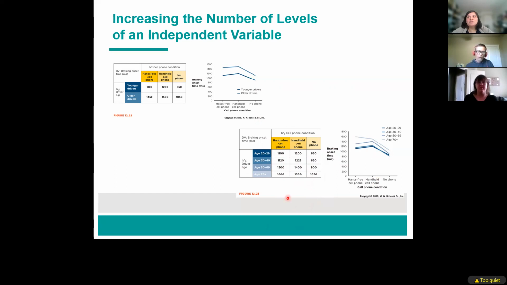So that's why we go with 2x2s now, because that's where we start off. It's quick, you only need 200 people. And then if you are interested, you can increase the levels of cells, but sometimes it doesn't give us useful information. This might be useful information because no phone, you want to see how people react on average when they don't have a phone around. This might not give us as much rich data because there might not be a significant difference between the age groups. We might just want younger versus older.